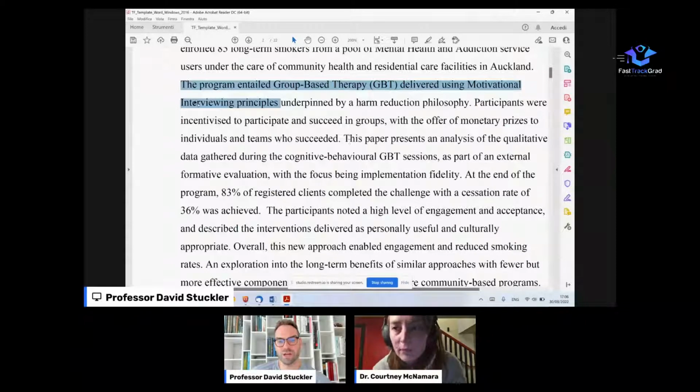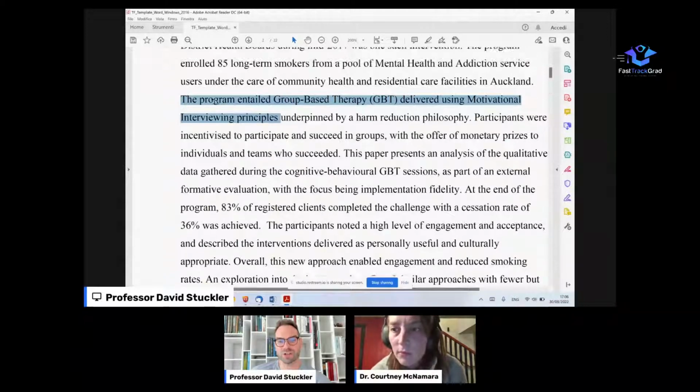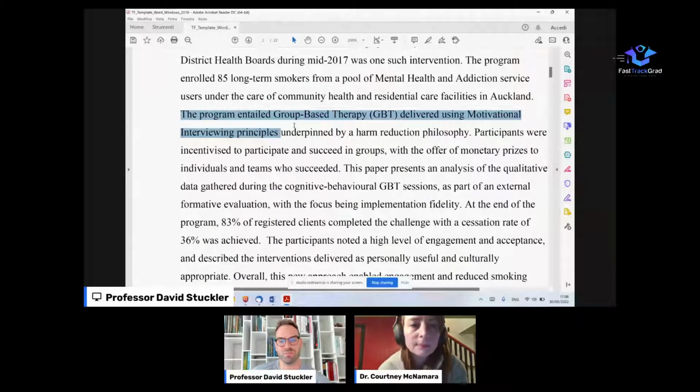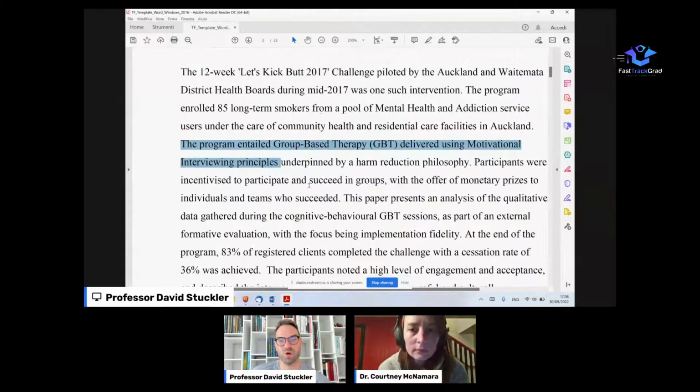Yeah, I think that's helpful. We really haven't contextualized how innovative this program is, how this kind of fits in an international conversation about smoking cessation. Is this just your run-of-the-mill smoking cessation program applied to this population? And what's new about it is this pool of mental health and addiction service users. So that's a little bit unclear.